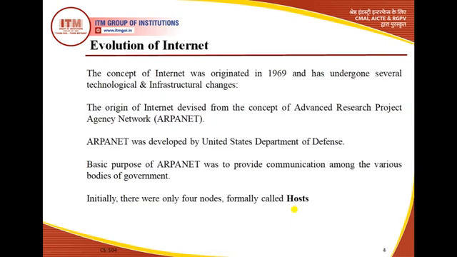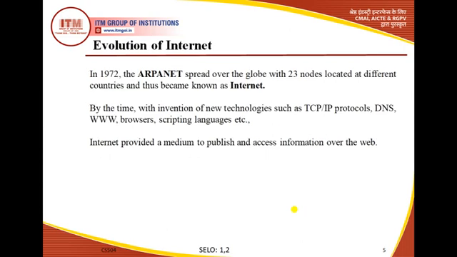Now then, after this, the practical application came into existence: ARPANET, where there were only 4 nodes at the start, formerly called hosts. Amongst those hosts, the network connectivity was tested, and this was carried on amongst only 4 nodes. In 1972, ARPANET spread over the globe with 23 nodes located in different countries, and thus it became known as the internet.